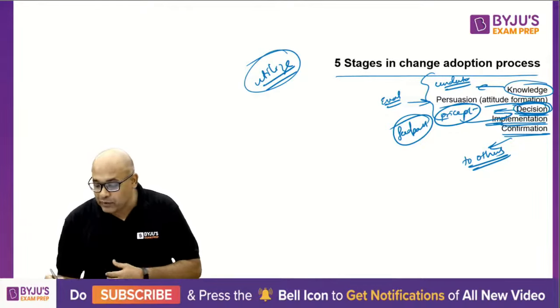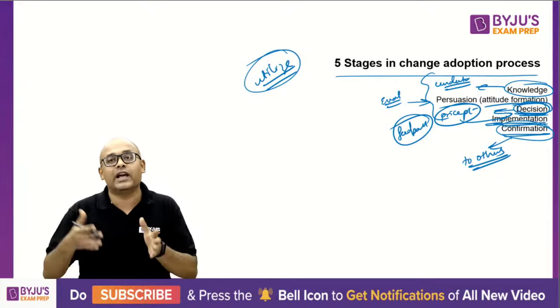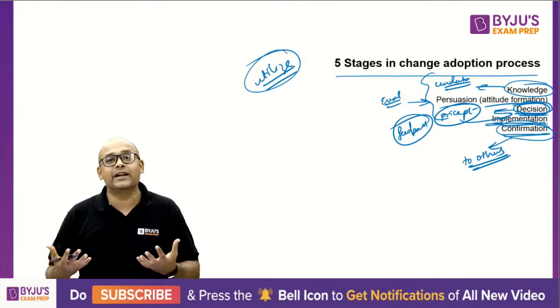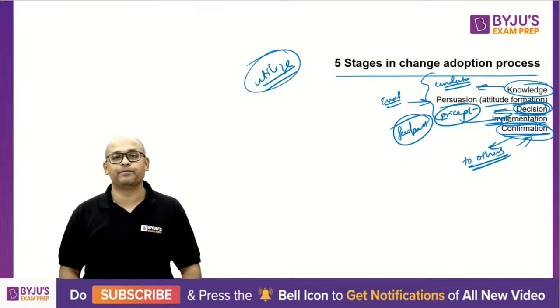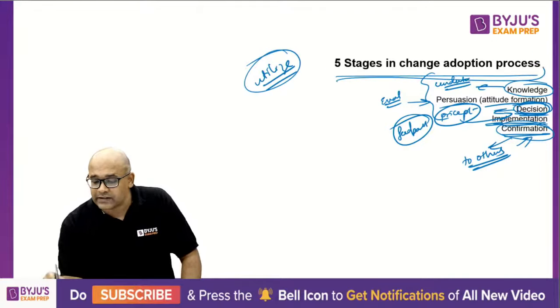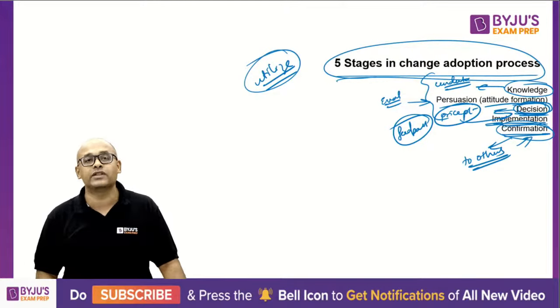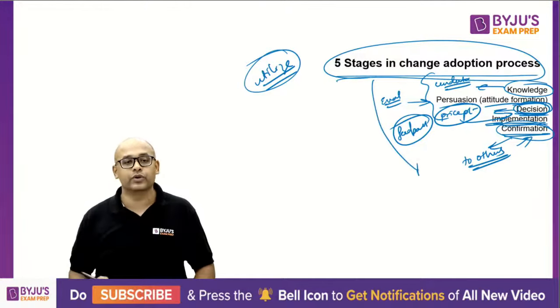But yes, usually what happens is when you're talking about confirmation, you will look at, okay, did this actually help me finally? Did I get what I expected? Should I recommend it to others? So that's basically what you're talking about as a confirmation. Okay, so these are the 5 stages in the change adoption process. When something has been adopted or changed, this is what a person goes through, right?